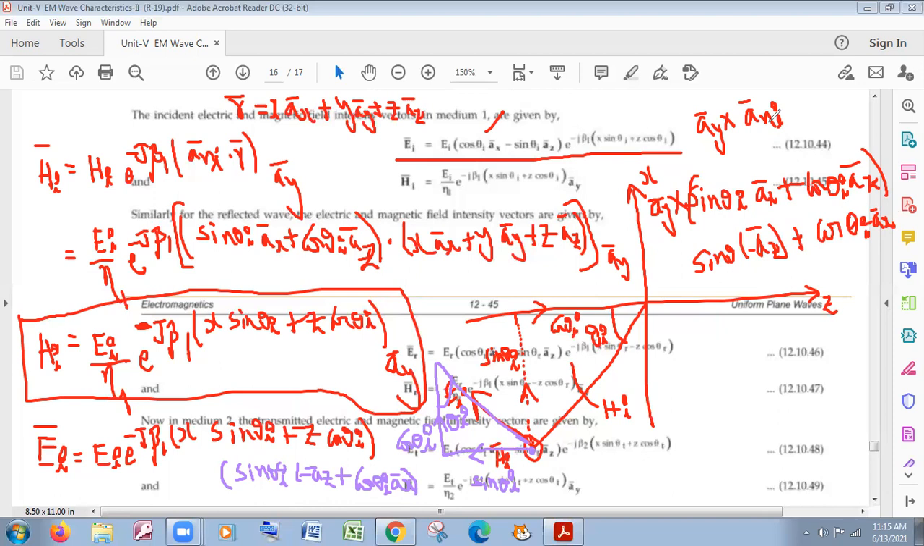This is a_y bar cross a_ni bar in the vertical polarization. But in the horizontal polarization, we can apply a_ni cross E_y bar. Got it? So now we have the E_i and H_i terms. At the interface, z is equal to 0, which means the second term in the exponential is 0. So E_i by eta 1 e power minus j beta 1 x sine theta_i. Similarly in E_i bar also, z is equal to 0, e power minus j beta 1 x sine theta_i, and we can compare only the a_x bar coefficients, eliminating a_z bar: E_i e power minus j beta 1 x sine theta_i into cos theta_i. Got it, my students?